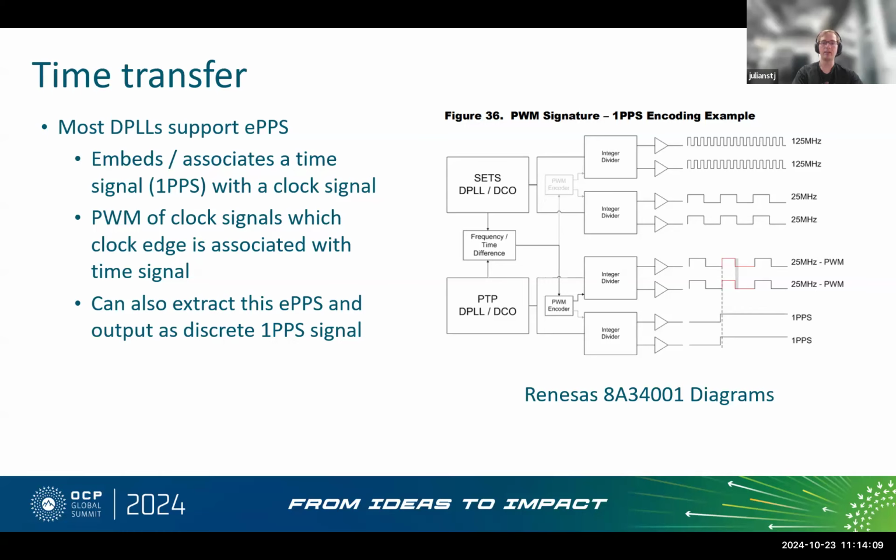And the DPLLs can then recover that out. They'll know, okay, that rising edge had a duty cycle of 75%, that was the 1 PPS edge. And so they will be able to extract out that 1 PPS as a discrete 1 PPS signal. So if you have a 25 megahertz with 1 PPS embedded, the DPLL on the input side can then generate two outputs: one as a frequency, 25 meg or 10 meg or anything else, but then also the 1 PPS signal extracted from that frequency input. This is a very important feature.